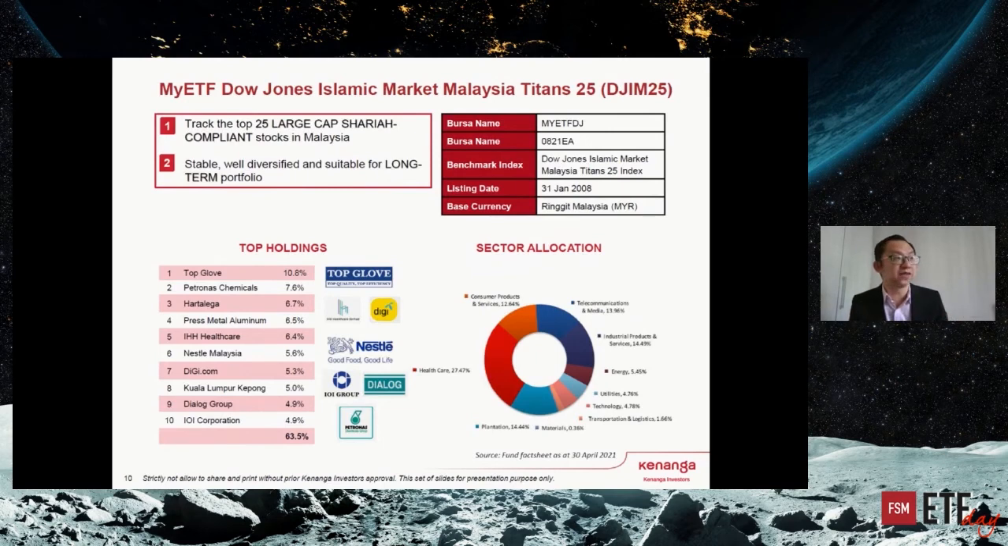Basically, this ETF tracks the top 25 largest Sharia-compliant stocks in Malaysia. So if you are an Islamic investor who wants Sharia-compliant equity exposure in Malaysia as a broad market, this is your choice. And because it consists of the 25 largest Sharia-compliant stocks, it is actually very stable, has all the good qualities, and is very well diversified.